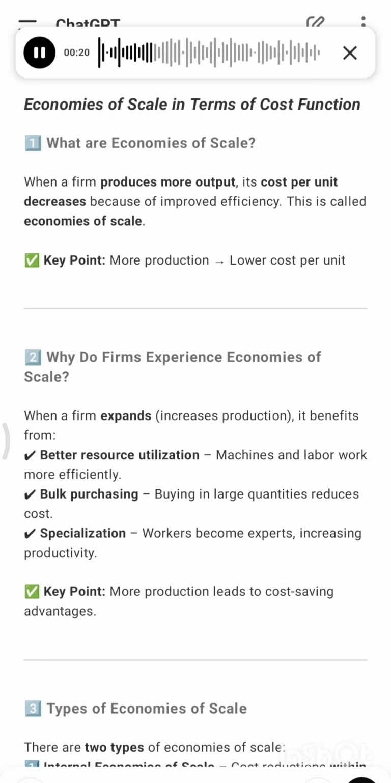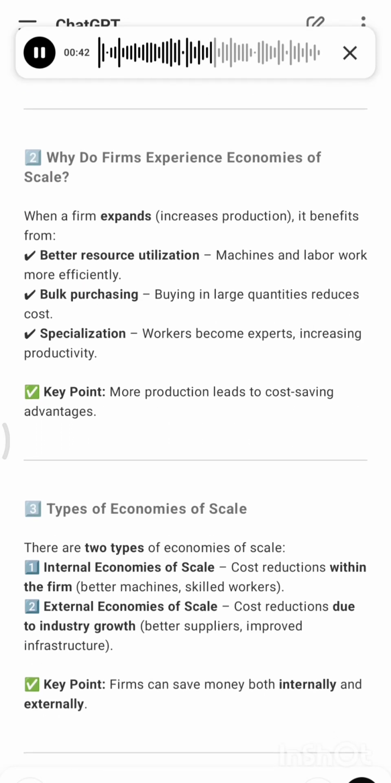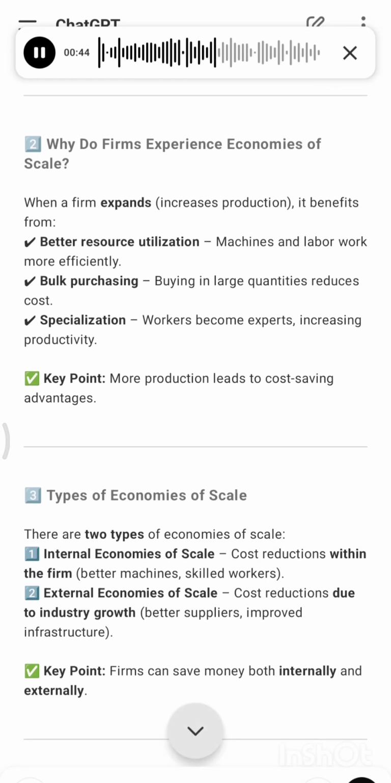Why do firms experience economies of scale? When a firm expands and increases production, it benefits from better resource utilization. Machines and labor work more efficiently. Bulk purchasing: buying in large quantities reduces cost. Specialization: workers become experts, increasing productivity. Key point: more production leads to cost-saving advantages.